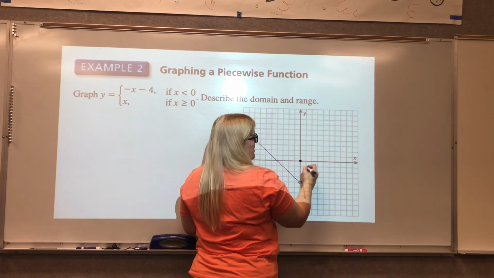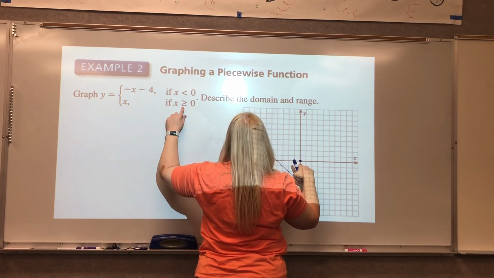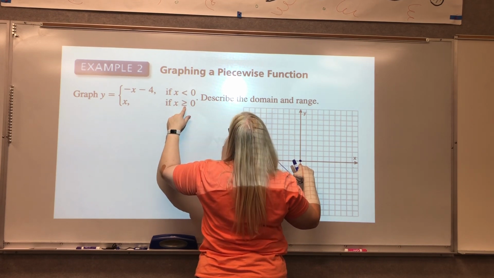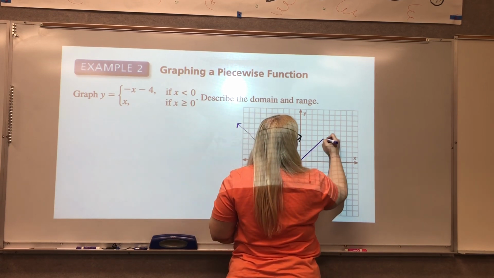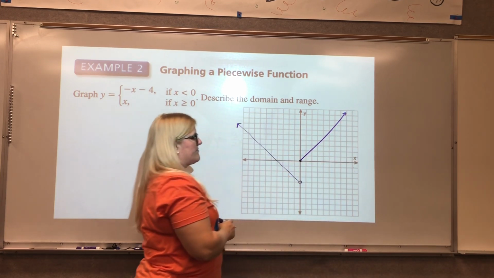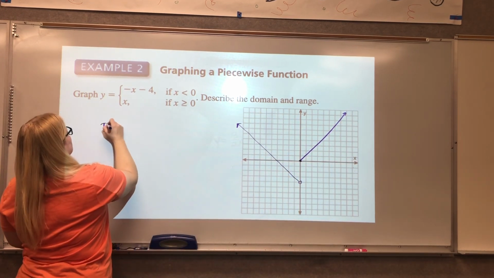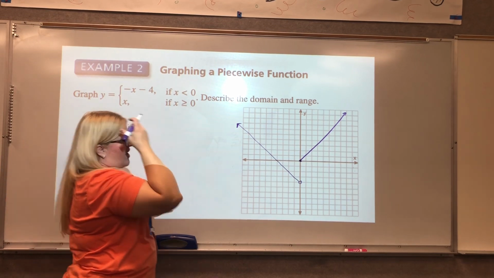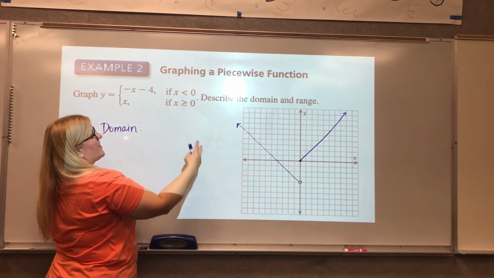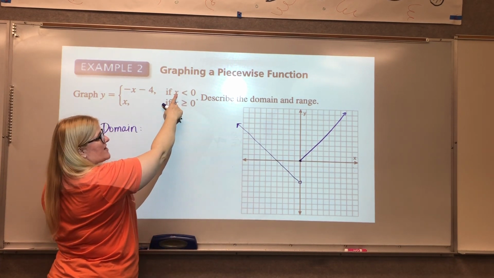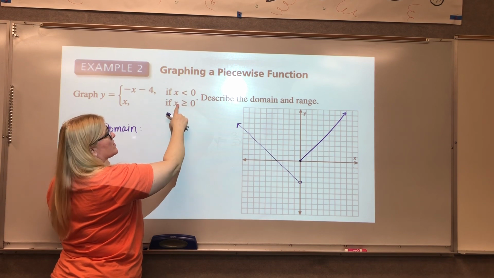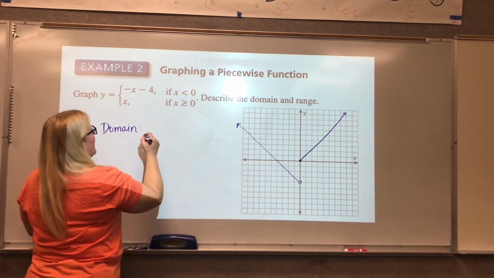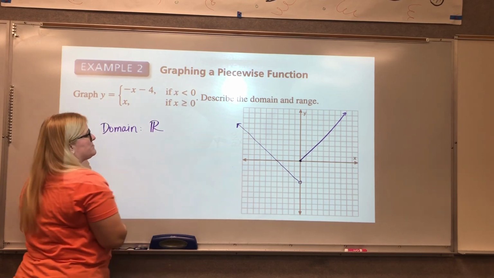So I give myself a closed circle because I have the greater than or equal to, it's not a negative sign, equal to right here. And this is going to go through like this. Okay, so my domain. I have anything I want to put in here. I have all values of x less than 0, 0 is included, and I have all values of x going on forever. So my domain is all real numbers.